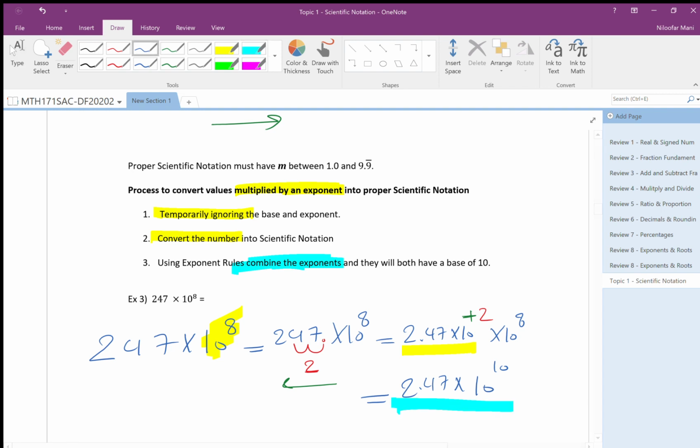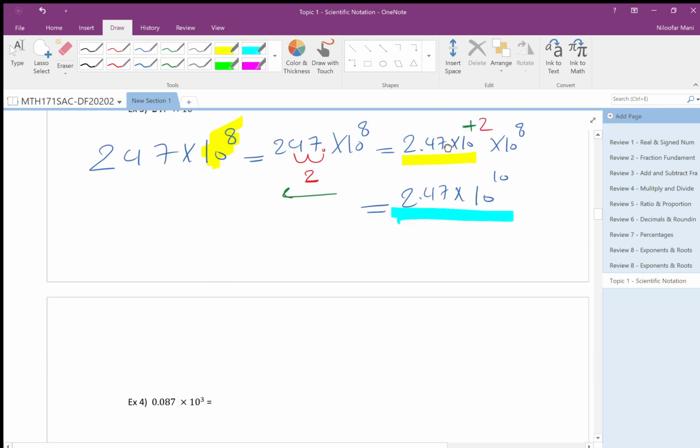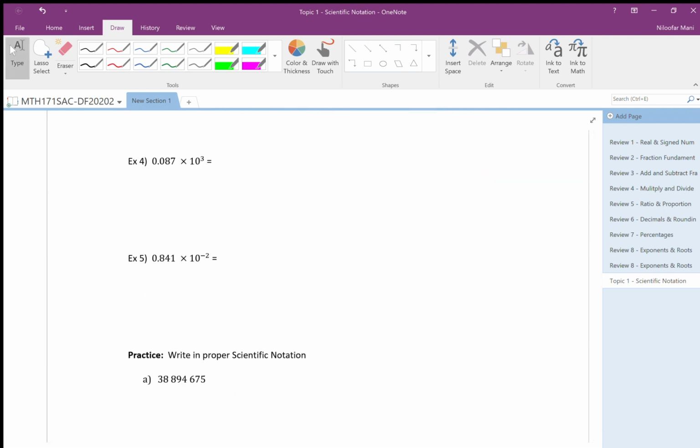Okay, so far so good. So if I see a 10 power beside, I don't even think about it. I just follow all my steps and I just combine them at the end.